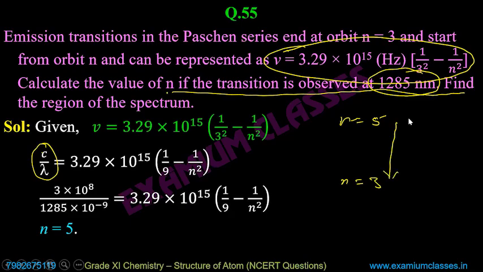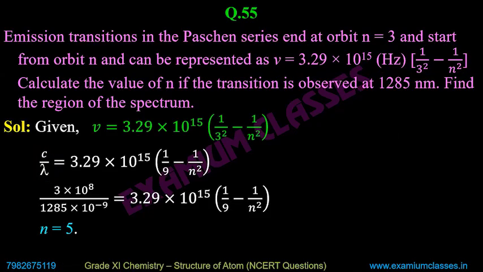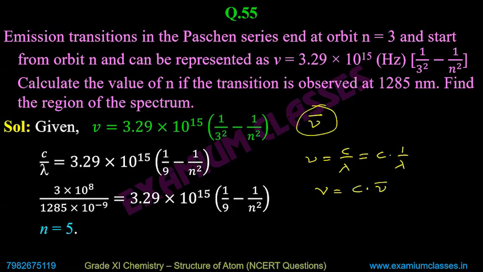Sir, can we round off 3.29 and take 3? No, 3.29 and 3 have around 10% difference. You have the formula for nu bar, but you can get the formula for nu as well, because nu is c by lambda and it is equal to c into 1 by lambda. It means nu will be equal to c into nu bar. So whatever formula you have for nu bar, if you multiply that by c, you will get 3.29 into 10 power 15. That's what I am saying.